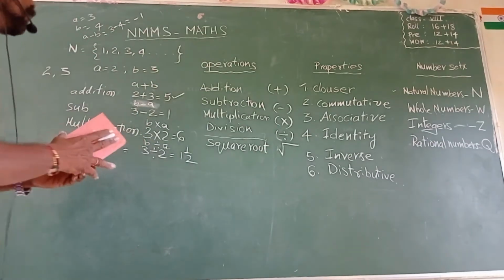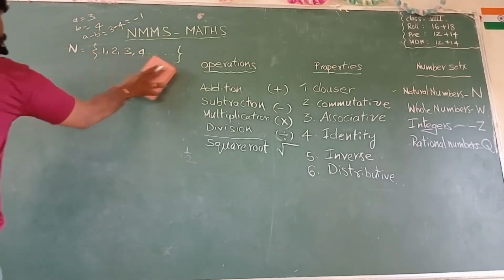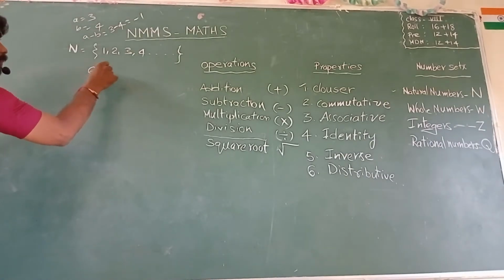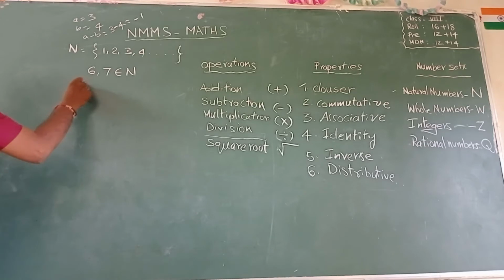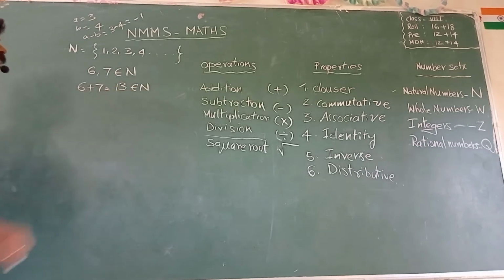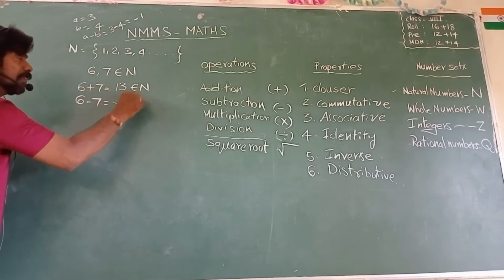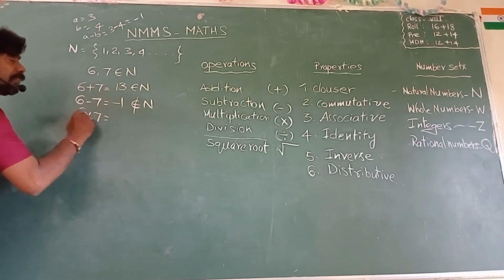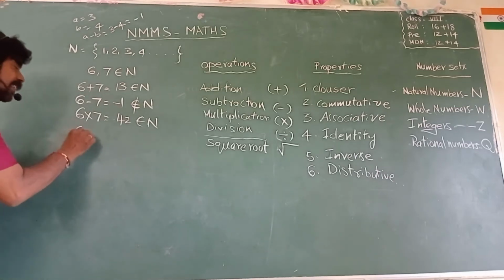Okay, I am giving another example for the same thing. Now I am taking numbers 6 and 7. 6, 7 belong to N, natural numbers. Together we do addition. 6 plus 7, how much? 13, belongs to N, that is natural number. 6 minus 7 is minus 1, not belongs to N. 6 into 7 is 42, belongs to N. 6 divided by 7.